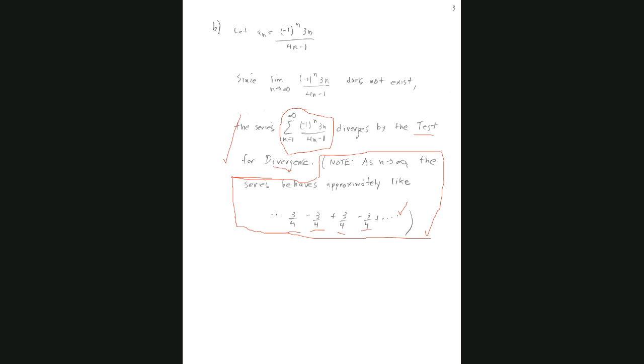Essentially the intuitive approach here, when you say the terms of the series behave approximately like 3/4 minus 3/4 plus 3/4 minus 3/4, and therefore the series diverges. That to me shows that you understand the test for divergence.